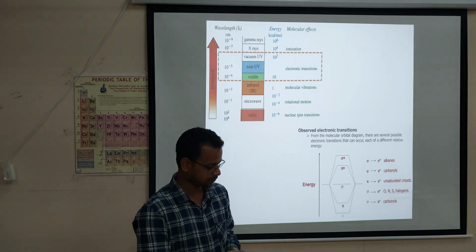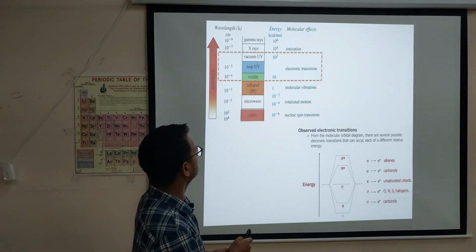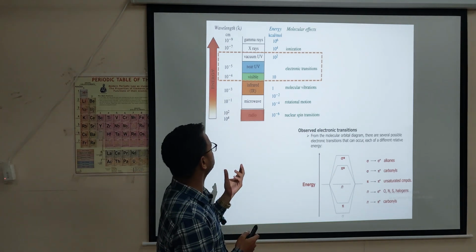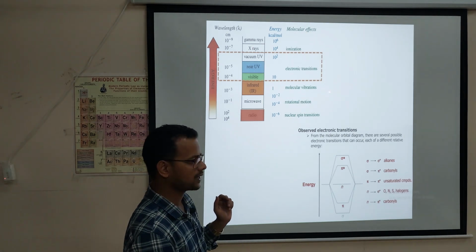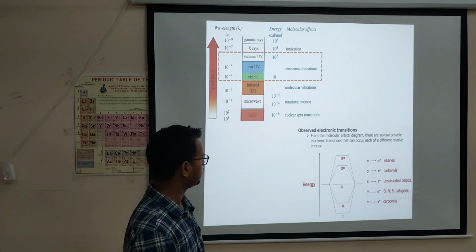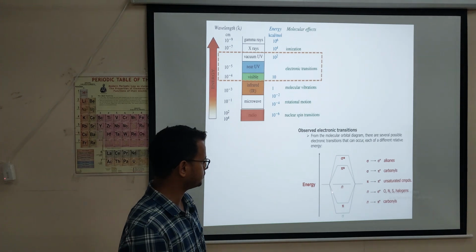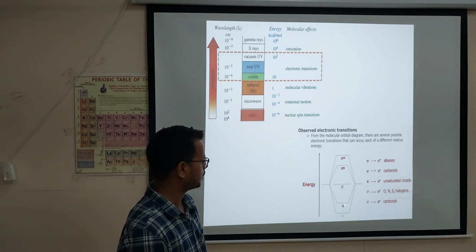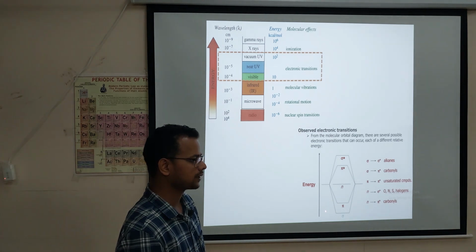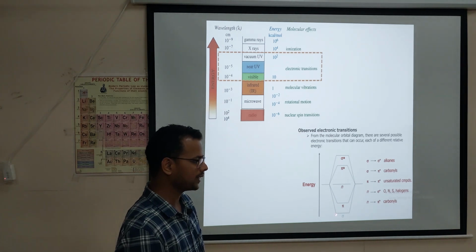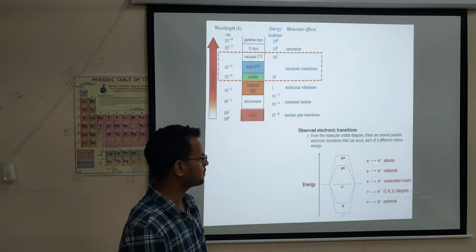Okay, so today we are discussing visible and UV-visible light sources, which can cause electronic transitions in molecules. Here I have shown the pi bond, pi star, sigma bond, sigma star, and n. These are bondings, and these are anti-bondings.